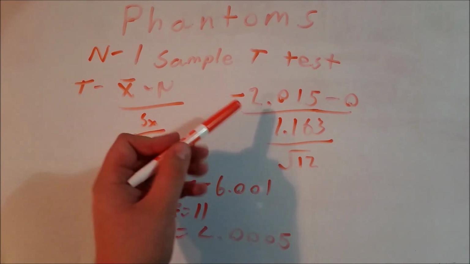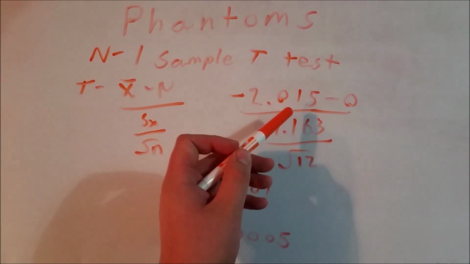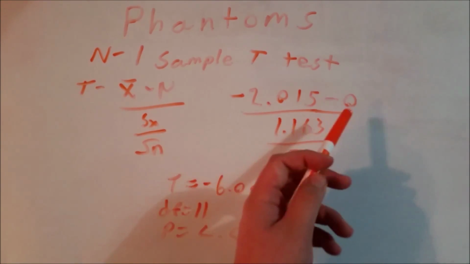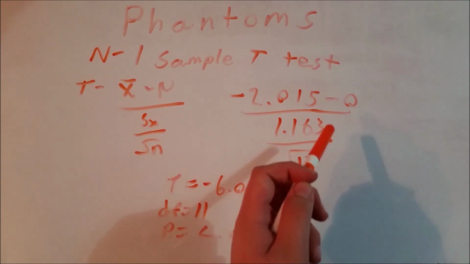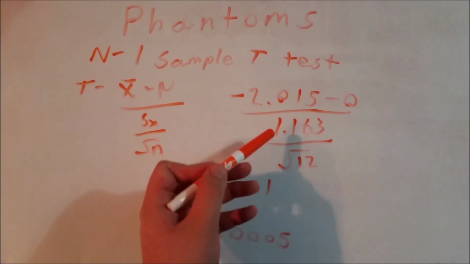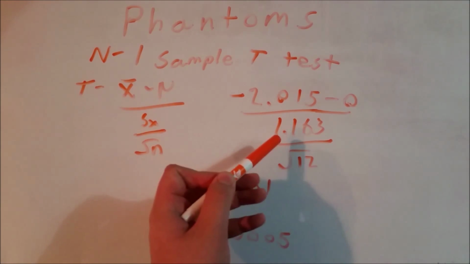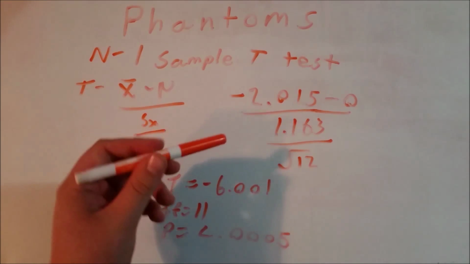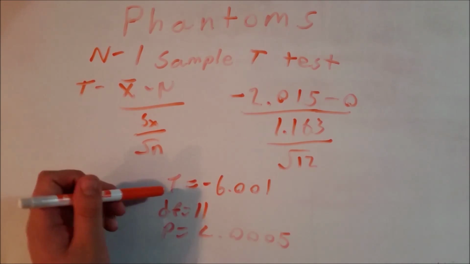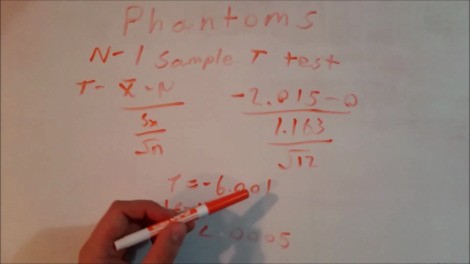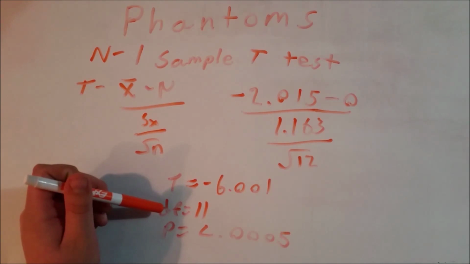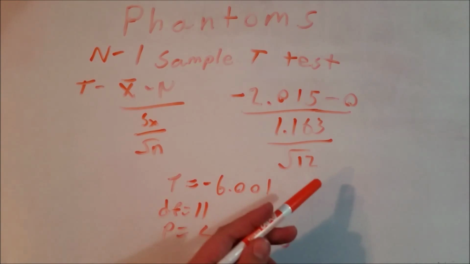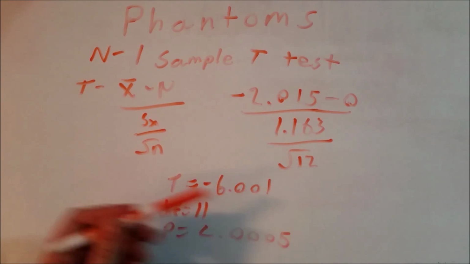And when you plug in the numbers, you get negative 2.015, which is the value, the difference mean between the two, minus 0, and that's because your null hypothesis is that it's equal to 0. The sample standard deviation is 1.163, and the sample size is 12, so the square root of 12. You put this in the calculator and you get a t-score of negative 6.001, and you have a degree of freedom of 11 because your sample size is 12, so degree of freedom is n minus 1, which is 11.